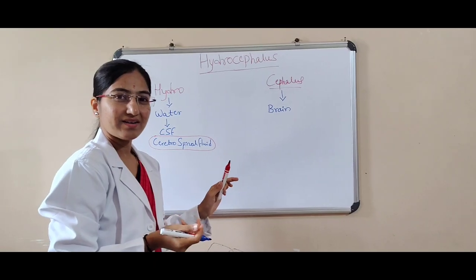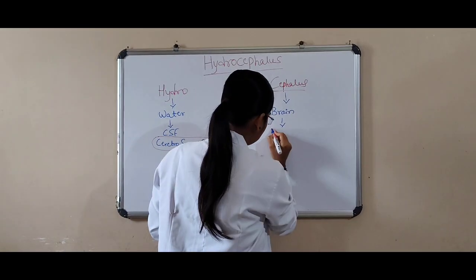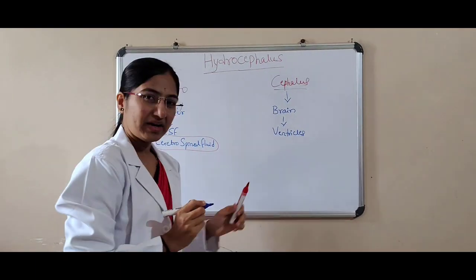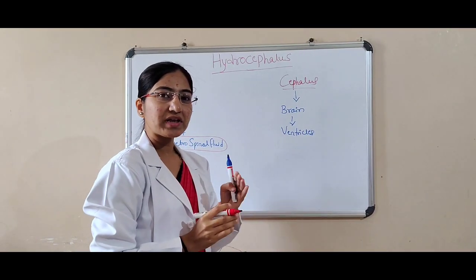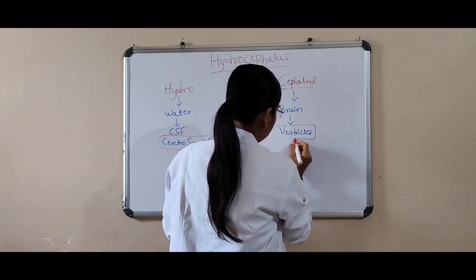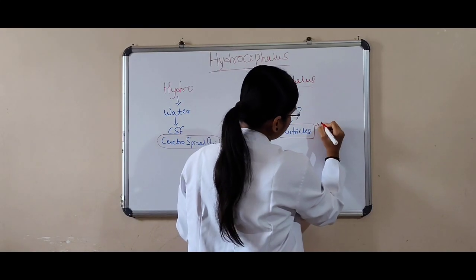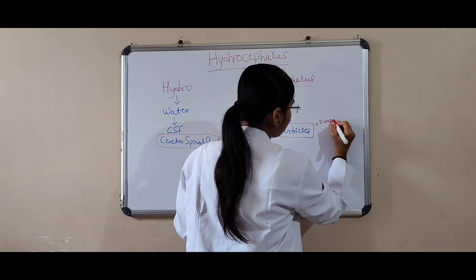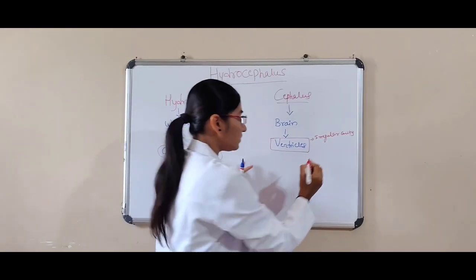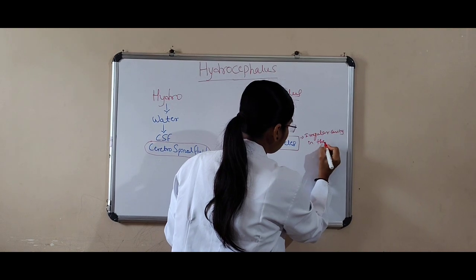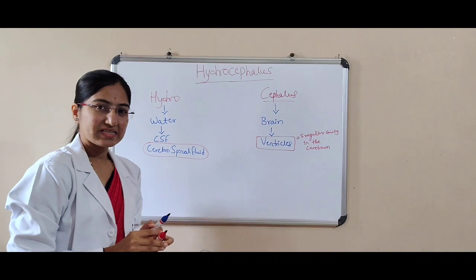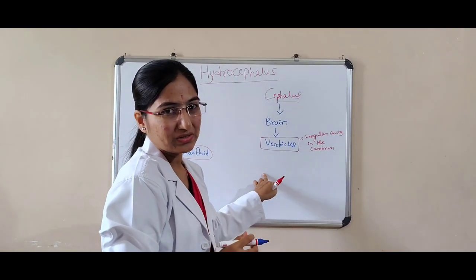Inside the brain, there are the ventricles. In the ventricles, there is an irregular cavity in the cerebrum.